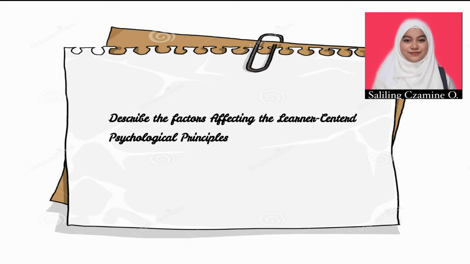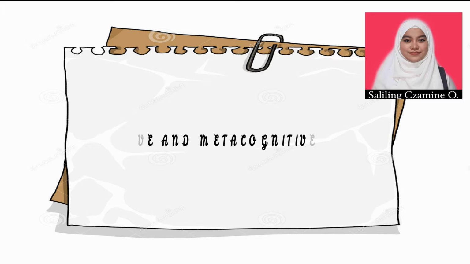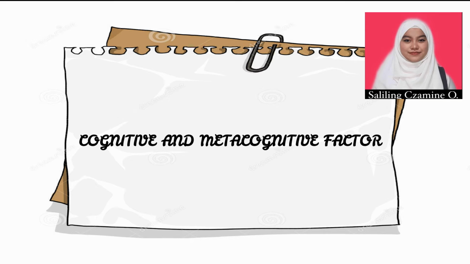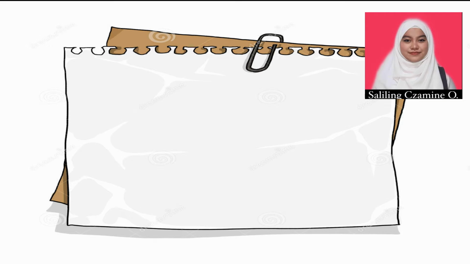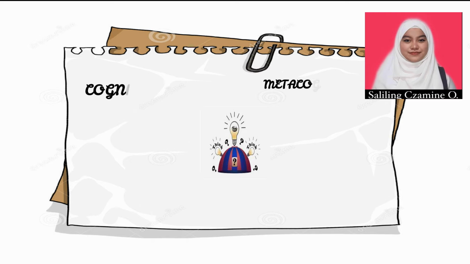Describe the factors affecting the learner-centered psychological principles. First, I'll be describing the cognitive and metacognitive factor. So let's differentiate the two. First, they are both thinking caps. It's just that we need to have the initiative to work the cognitive and metacognitive that we are having inside our minds. For the cognitive, it's just like a mental process that we need to remember something or to have an idea that we will be needing in the near future.